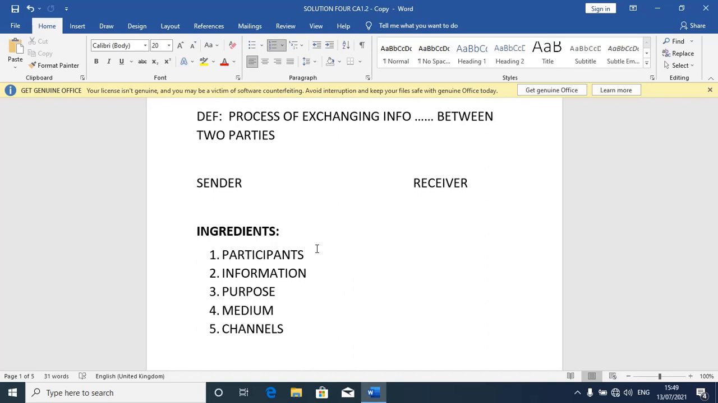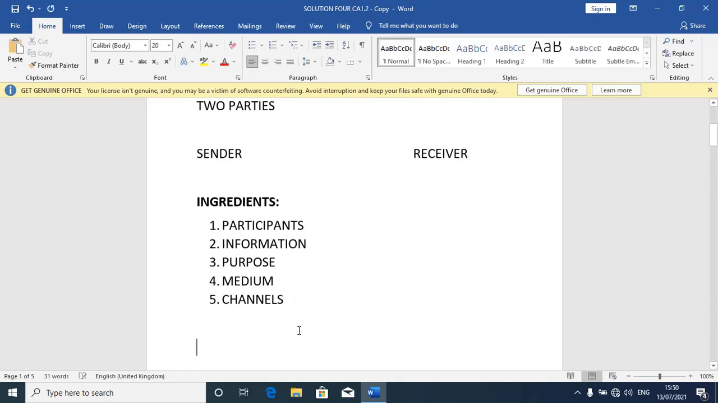And finally, the final ingredient is the channels. Channels refer to the route the message will follow to get to the intended audience. What route will the message follow? We'll talk about the channels of communication in a little more detail later, when we talk about different channels and different mediums of communication. But those are the ingredients of communication. So in summary, we have about 5 ingredients of communication, and these things must be present for us to say communication is taking place and communication is working well.